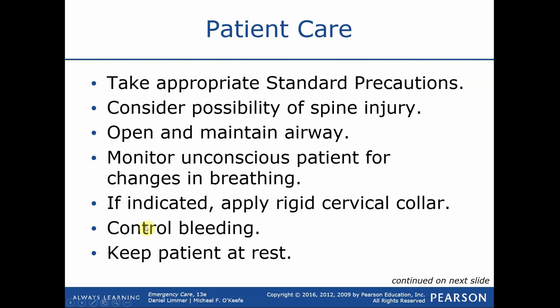Something else to point out. Looking at this from a chronological perspective, right? Scene safety, take your standard precautions, your BSI. Consider the possibility of spine injury, which means that as we're approaching our patient in the primary assessment, if there's mechanism to support the need for immobilization, we should take C-spine right away. And notice how that falls above airway. So again, scene safety, BSI, we identify mechanisms that suggest, or could suggest, the need of spinal immobilization, and we do it right away.